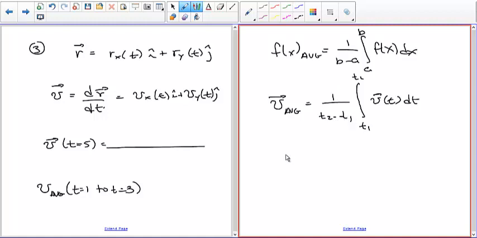The reason I'm talking slowly is, the derivative of the position vector is the velocity vector. So I was trying to think if the average of the velocities is the same as the average velocity.